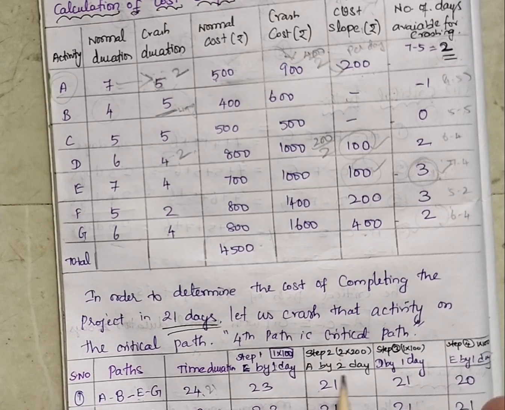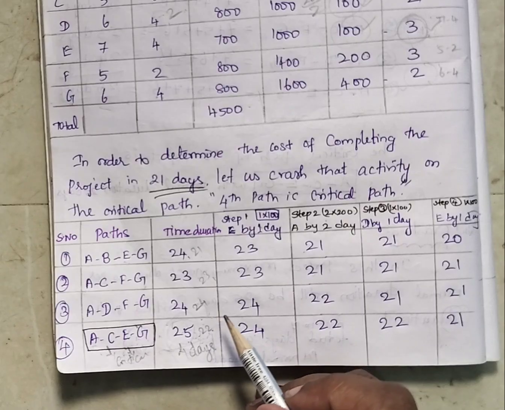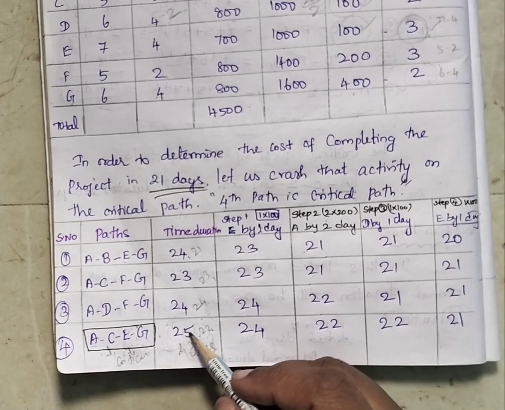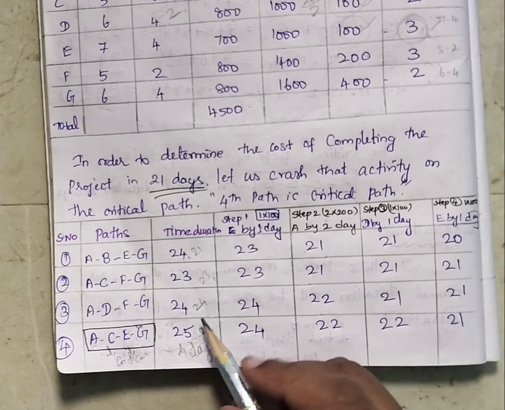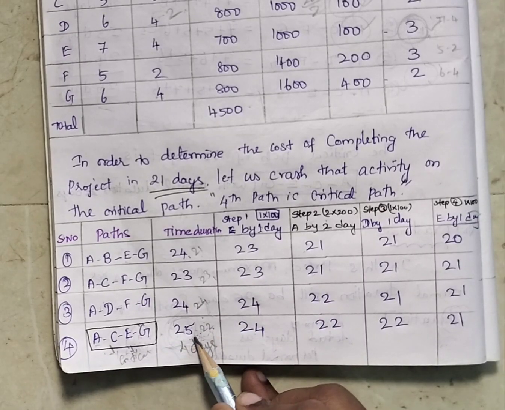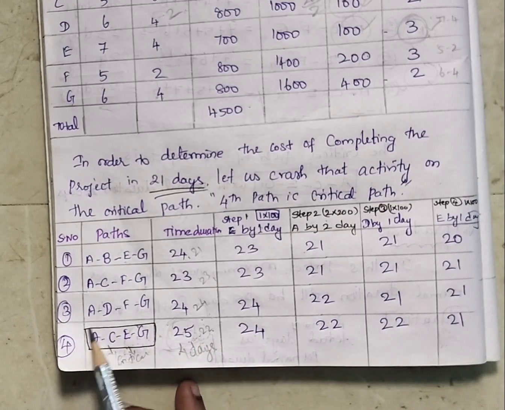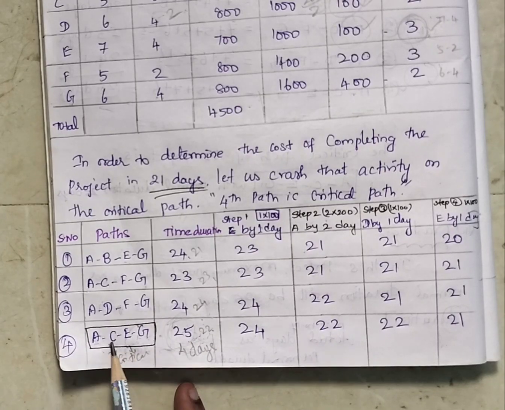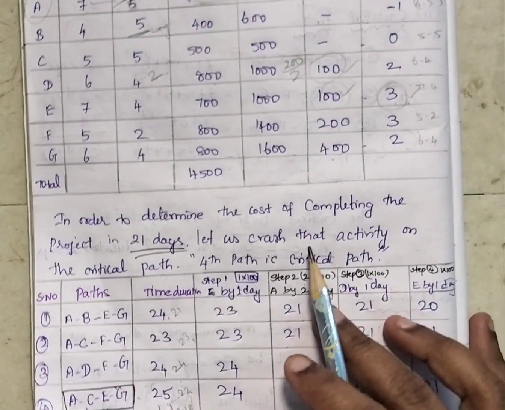The main and most important thing we have to remember in crashing is that we should not reduce the critical path duration. Once you identify this as the critical path, it should remain the critical path till the end of the problem. The critical path status of ACEG should not be lost at any point of time.